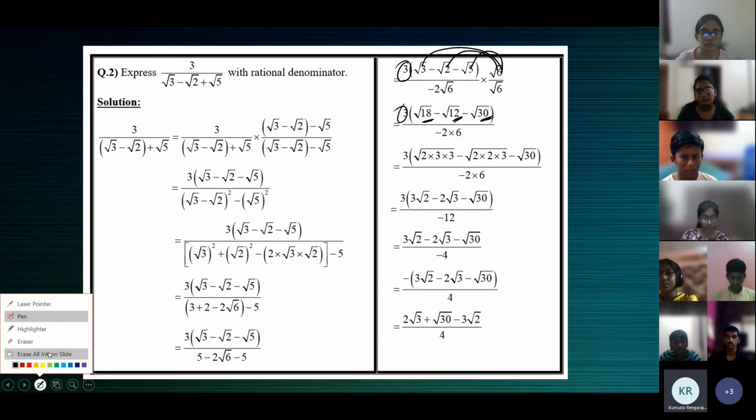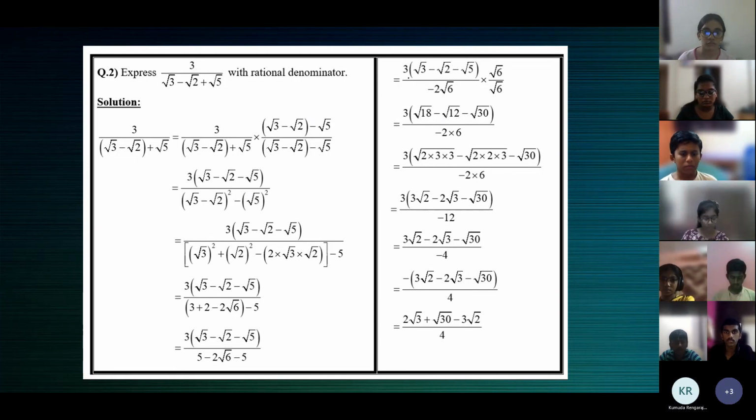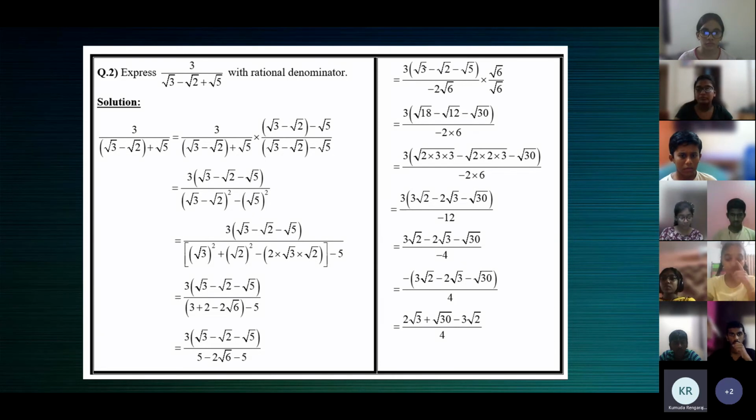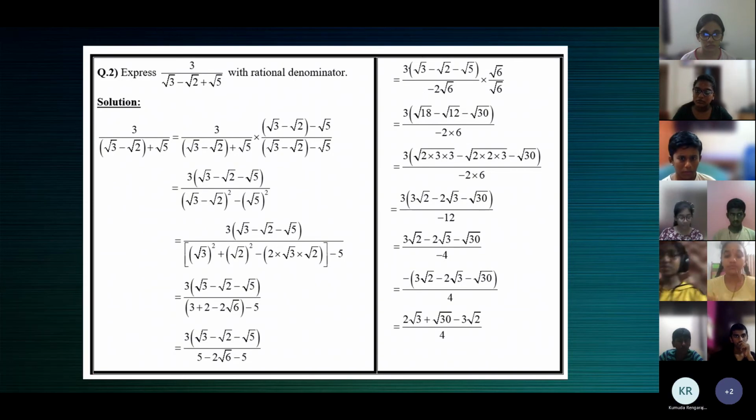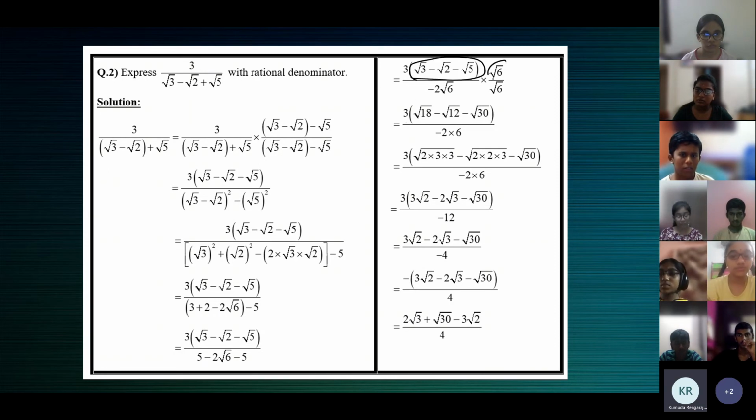I'll repeat that. This 3, we have to multiply all this. We have to multiply the numerators, this one with root 6. So how to multiply? I'm writing this 3 as it is. I'm multiplying the terms in this bracket with root 6.